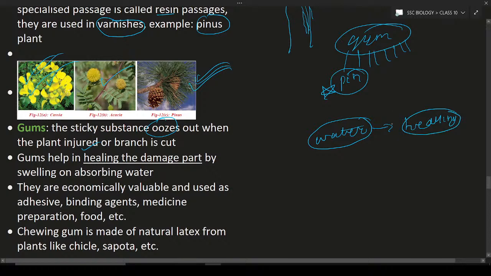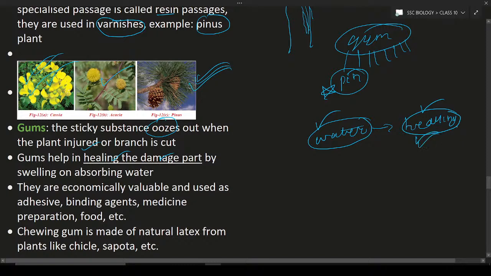Okay. So this is the reason why the gums are produced. Gums are going to absorb water. So when the gums absorb water, it will provide perfect condition for the healing of the wound of the plant body. So here the gums help in healing the damaged part by swelling and absorbing water. The gum will swell by absorbing water. It will provide perfect condition for the healing of the wound.